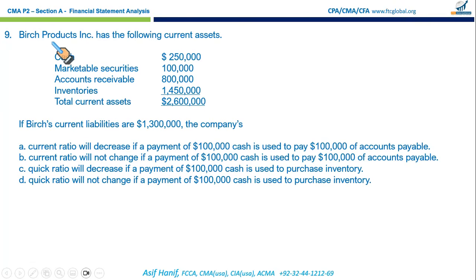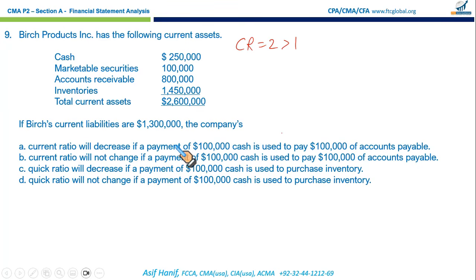Okay, it says Birch Products Incorporated has the following current assets: cash, marketable securities, account receivables, inventories, total current assets 2.6 million. If Birch's current liabilities are 1.3 million, which of these is true? First of all, we don't have to calculate each one of them. We will apply the concept we just learned. Your total current assets are 2.6, current liabilities are 1.3. So our current ratio is straightforward 2, which is greater than 1. 2.6 upon 1.3, that is 2, which is greater than 1.